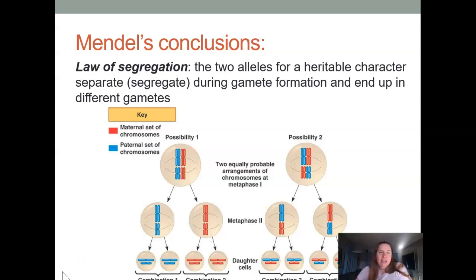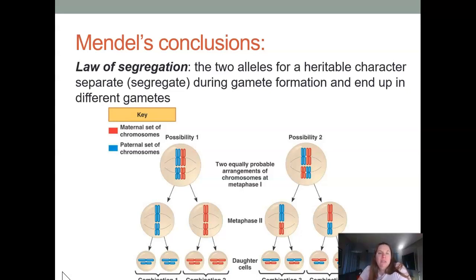Okay, so one of Mendel's famous conclusions, we talked about this when we talked about meiosis, he came up with this idea at least 50, 75 years before they even knew what chromosomes were. We weren't even calling them genes when he made this discovery; he was still calling it a heritable character or a heritable trait. And he concluded that those two alleles have to separate during gamete formation.